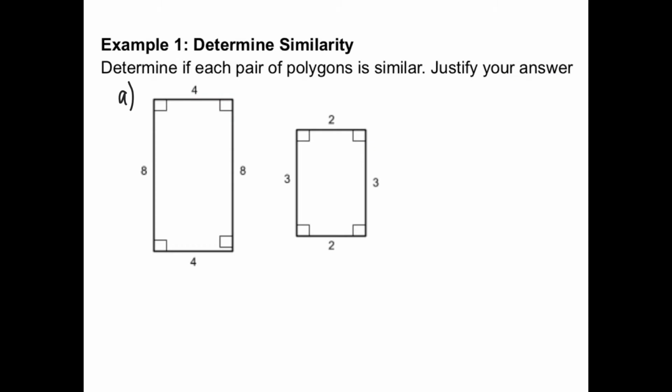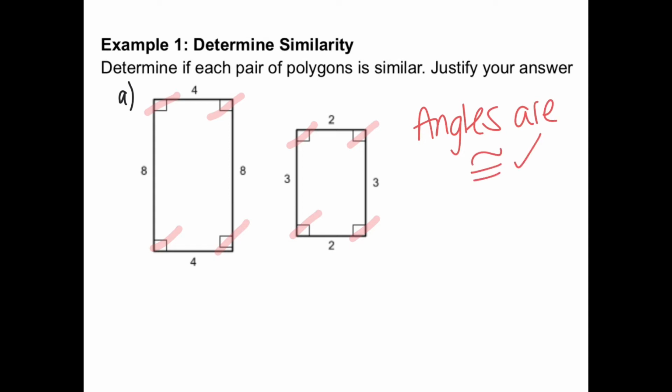This first example is determining if the pair of polygons is similar. And remember, we are checking to compare if angles are congruent and if sides are proportional. If we look very quickly, both polygons have 4 right angles, so we can definitely say that the angles are congruent. They are all 90 degrees. So we have congruent angles, so that part is done.